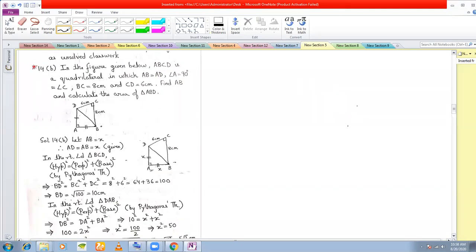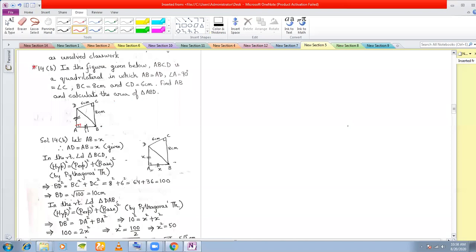In the figure given below, ABCD is a quadrilateral. Drawing a quadrilateral is actually a pain, so I won't draw it. I'll show it to you here only. Drawing triangles and rectangles are okay, but quadrilaterals are a pain. In the figure given below, ABCD is a quadrilateral given to you, in which AB is equal to AD. So these two sides, AB and AD, are equal. Angle A is 90 degrees. So this angle is 90 degrees.